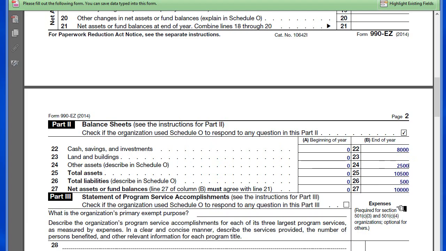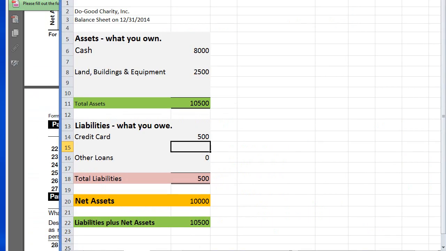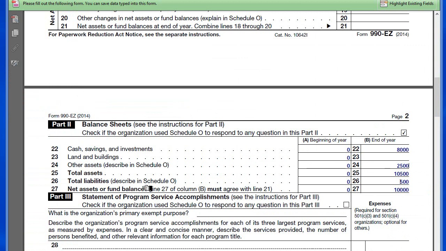So you can see here that as a check, our net assets of $10,000 plus total liabilities of $500 equals total assets of $10,500, just like what we saw on the balance sheet. Net assets $10,000. Now, because we have an entry on other assets and an entry on total liabilities, we're going to need to explain those in Schedule O.